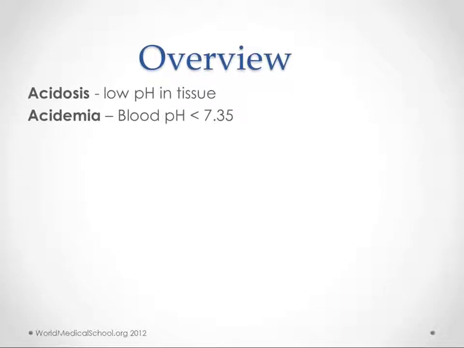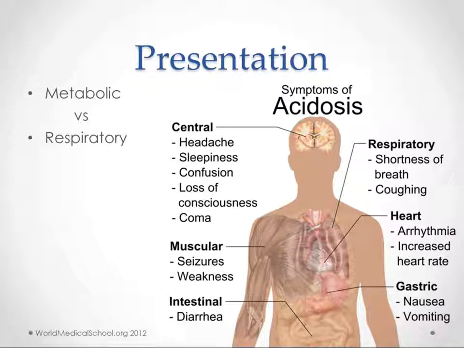So acidosis means low pH in the tissue. It also means just the process of creating more acid. And acidemia is specifically blood pH less than 7.35. And the symptoms of this, the way that most people present, is with some kind of CNS disturbance like confusion up to coma, some kind of respiratory disturbance, usually shortness of breath, and tachycardia and GI symptoms are real prominent parts of this.